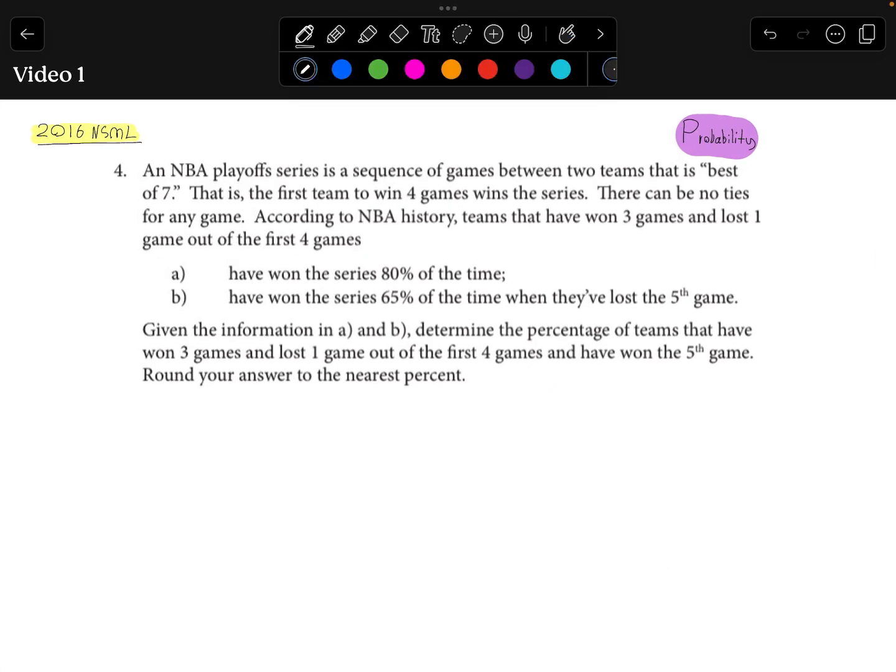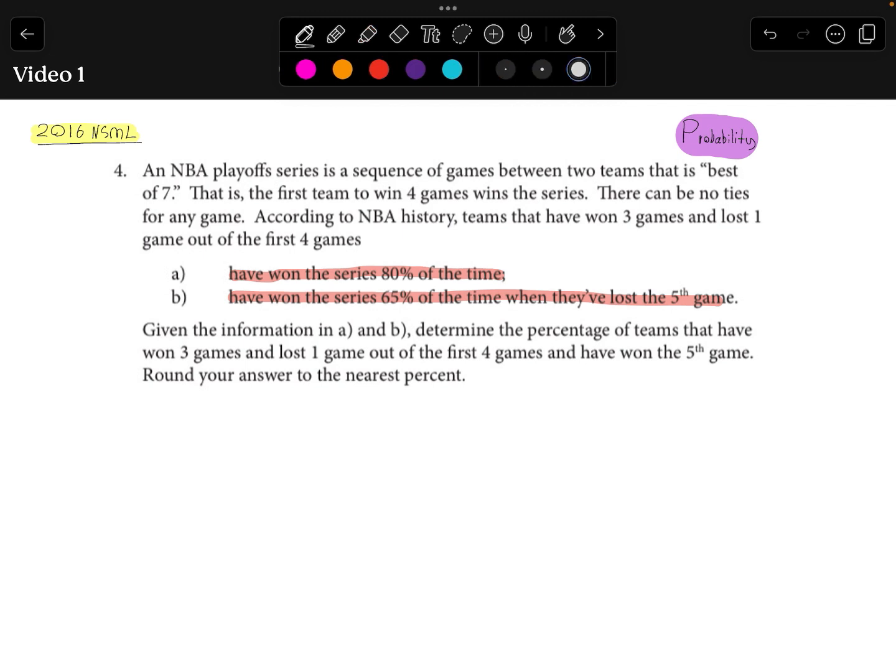What it says: an NBA playoff series is a sequence of games between two teams that is best of 7. That is, the first team to win four games wins the series. There can be no ties for any game. According to NBA history, teams that have won 3 games and lost 1 game out of the first 4 have won the series 80% of the time, or they have won the series 65% of the time when they have lost the 5th game. Those seem like pretty important conditions. Given the information, determine the percentage of teams that have won 3 games, lost 1 game out of the first 4, and then have won the 5th.